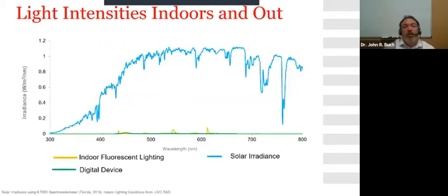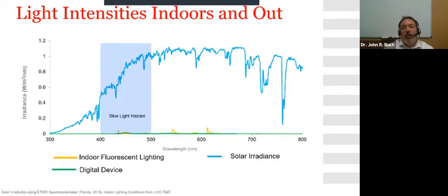Okay. This graph shows the spectral output of typical indoor lighting, which is just hugging the x-axis right here. If you look at this green line, which is almost flat, this is the spectral output of digital devices. I think this was a spectral radiometer output of an iPhone. And this yellow line is just indoor fluorescent lighting. And when we overlay that blue light hazard area between approximately 400 and 500, you can see that there is some energy being emitted by digital devices and indoor fluorescent lighting.